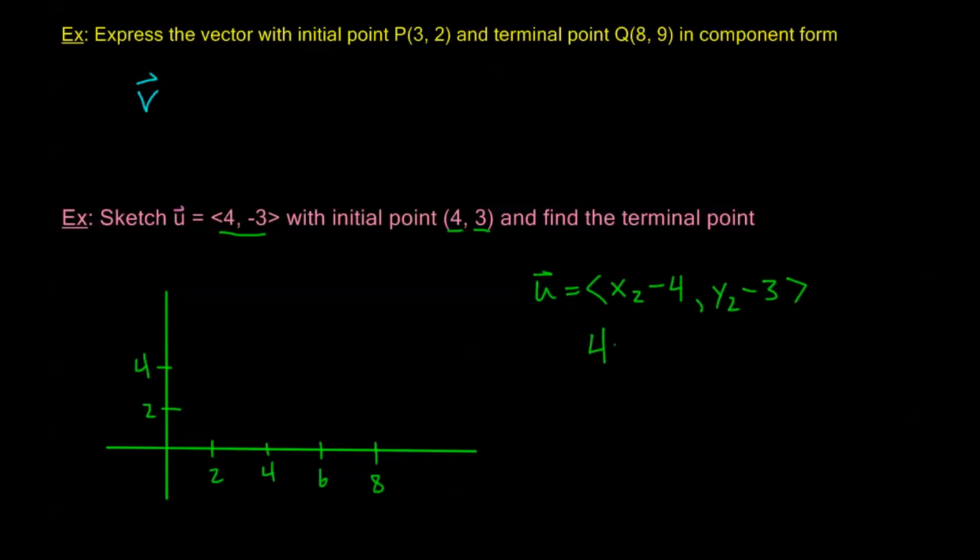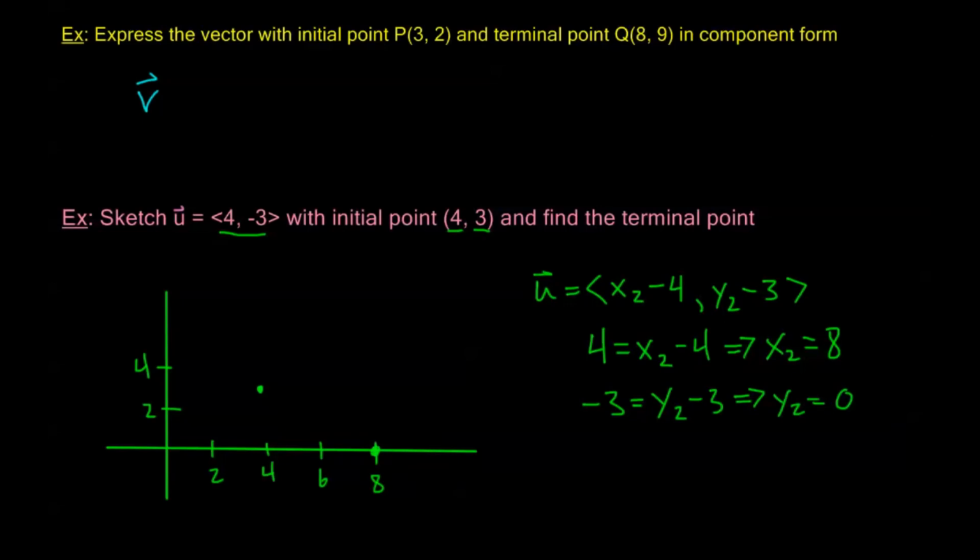So that means that 4 is equal to x2 minus 4, which gives us that x2 is going to be equal to 8. And negative 3 is equal to y2 minus 3. So this gives me that my y2 is equal to 0. So I have this initial point of my vector is 4, 3, so that's going to be about right here. And my terminal point of this vector we found with just some arithmetic over here is going to be 8, 0. So that's right here.